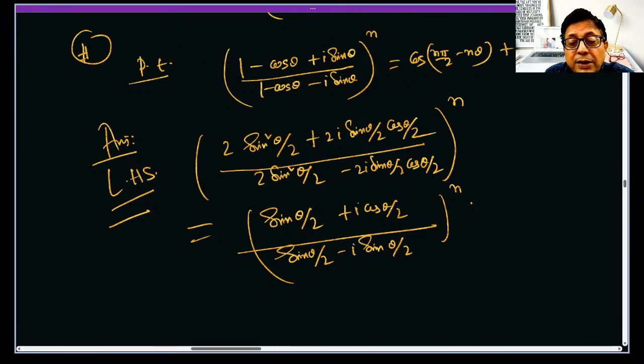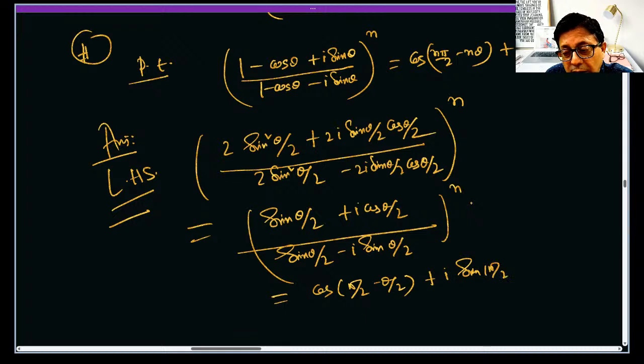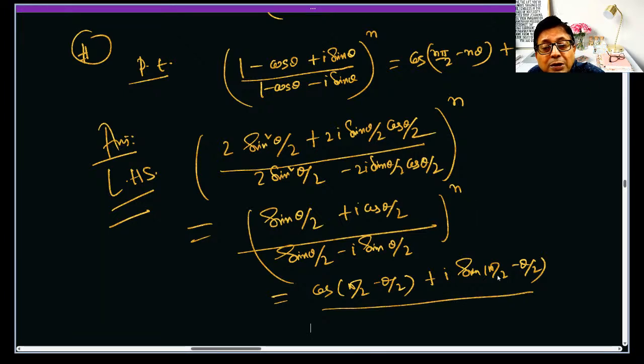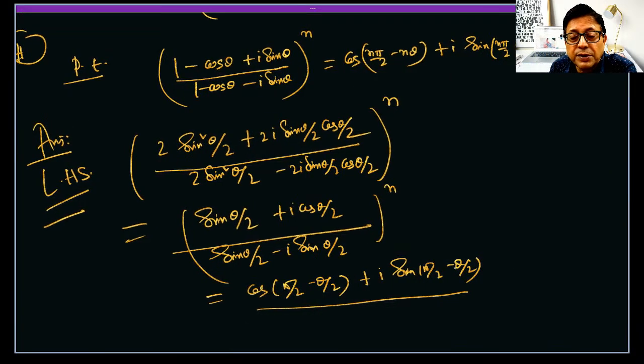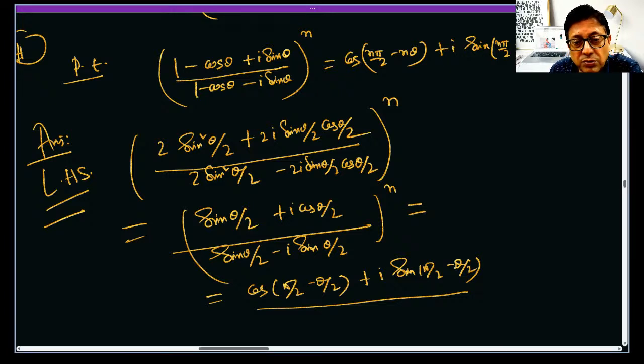Then what to do? You write this one as cos pi by 2 minus theta by 2, I sine pi by 2 minus theta by 2. And here also the same manner. But before that, you just do one thing. You can rationalize, if you like. Rationalize? No, don't say rationalization. It is just multiplying by the conjugate complex number.